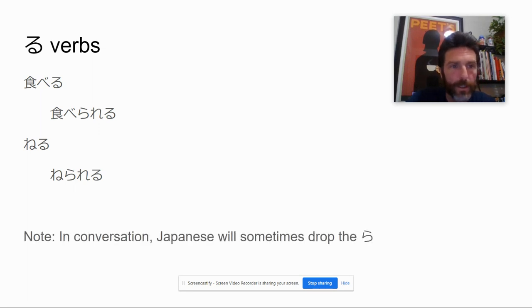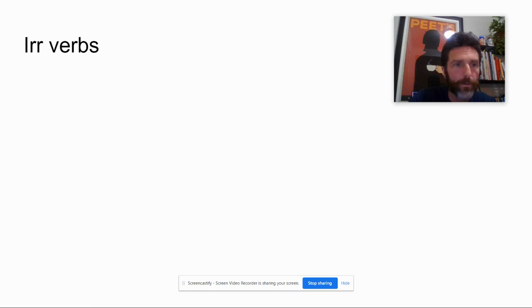Now, just a quick side note. In conversation, a lot of Japanese people will drop this ra, and so they'll just say tabereru or nereru. Sometimes you'll hear that. For our purposes, we're going to keep it in there. You can always drop it as you see appropriate later on in life, but at least in writing, it's usually good to keep it in there.